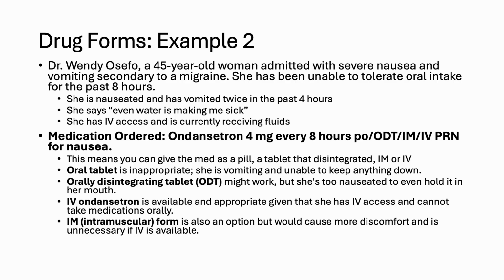Oral tablet, definitely not. She can't even tolerate water right now. She can't keep anything down. Orally disintegrating tablet, maybe. She doesn't have to swallow it, but she may be too nauseated to even hold it in her mouth. IV is there. She does have IV access. So IV ondansetron is a great option. IM's another option, but this would mean poking someone with a big IM needle. And she already has the IV access there. So I would probably, in this clinical situation, give her IV ondansetron.